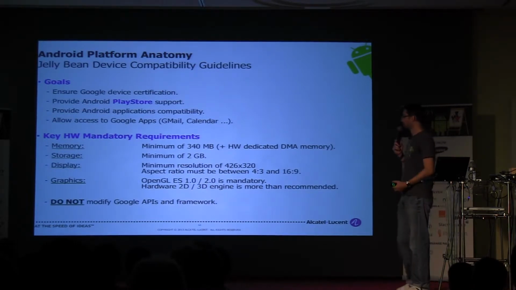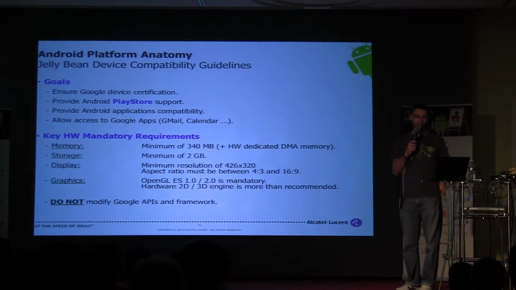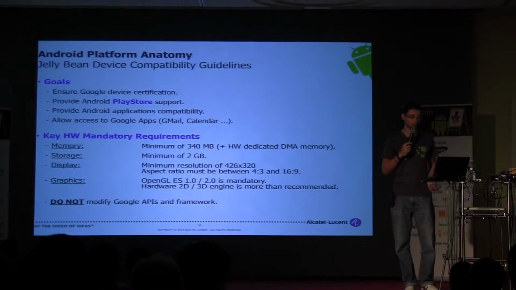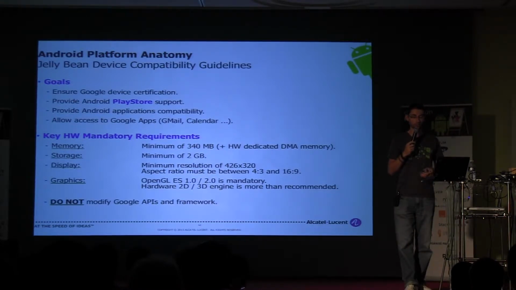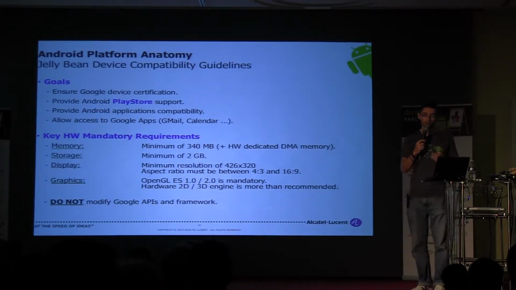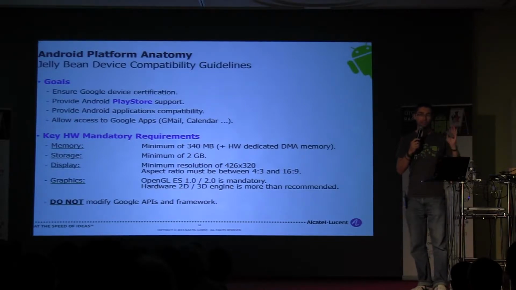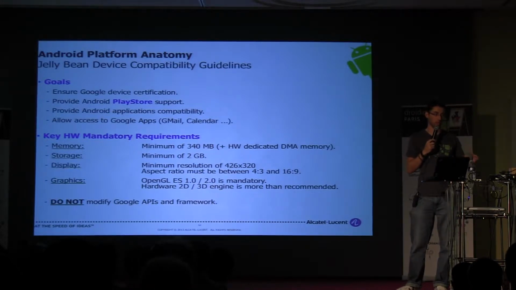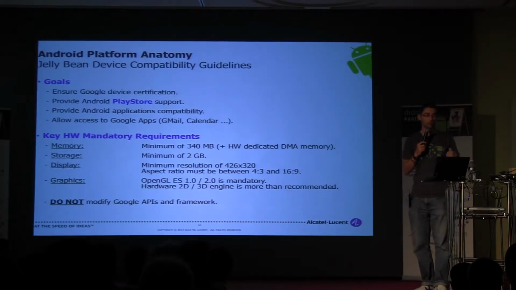it says that your device has to have a minimum of 340 megabytes of memory, and it has to get a minimum of 2 gigabytes of storage. Same goes for the display resolution, the graphics support, and so on. So if you want your device to be compatible, you have to meet these requirements. Otherwise, you don't even have to go to Google and say, hey, I want my device to be officially supported. They say, okay, no, it doesn't even meet the hardware requirements, so get out. And these requirements, they just go higher and higher at each new Android release.